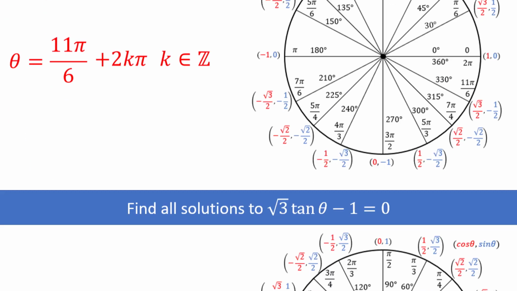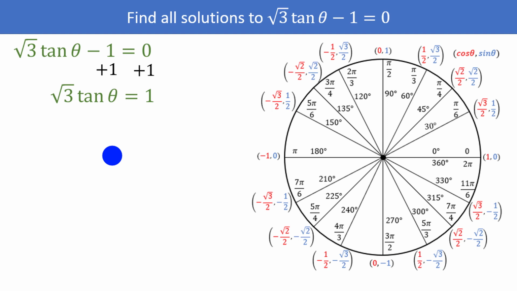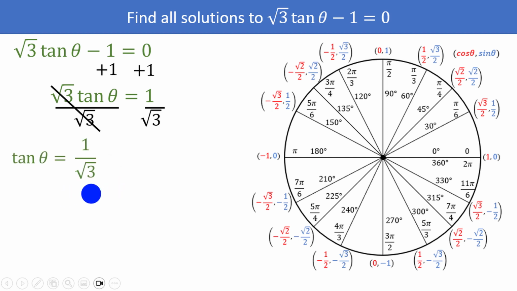Let's try one final problem. We are asked to find all solutions to square root 3 tangent of theta minus 1 is equal to 0. So let's start off by adding 1 to both sides of the equation. We will get square root of 3 tangent of theta is equal to 1. Let's divide both sides by the square root of 3, and we will get tangent of theta is equal to 1 over the square root of 3.